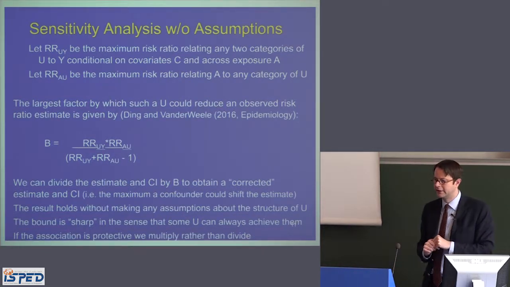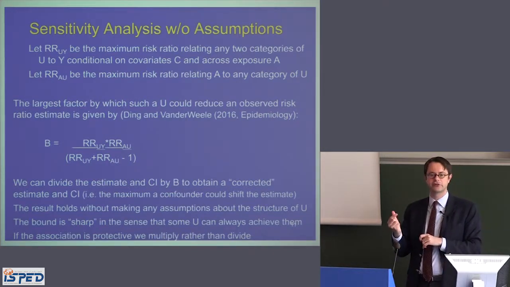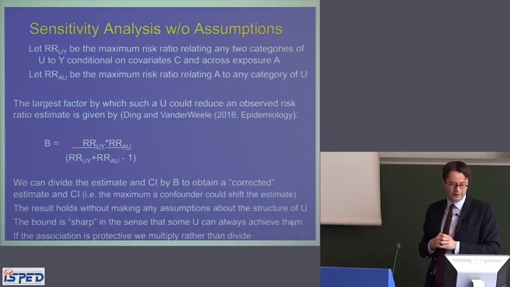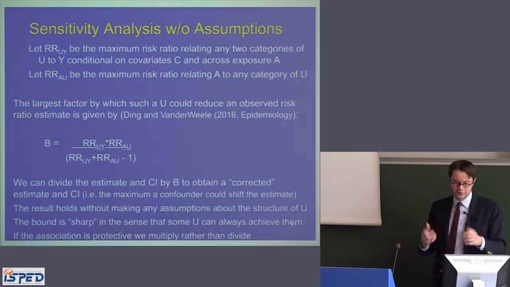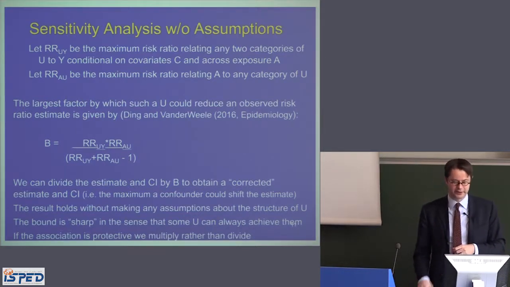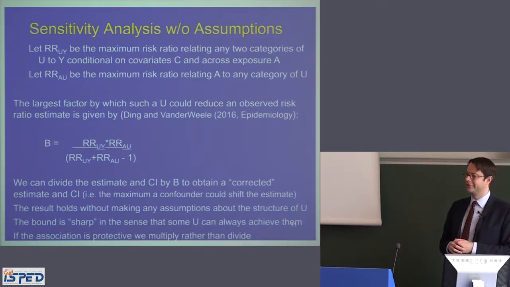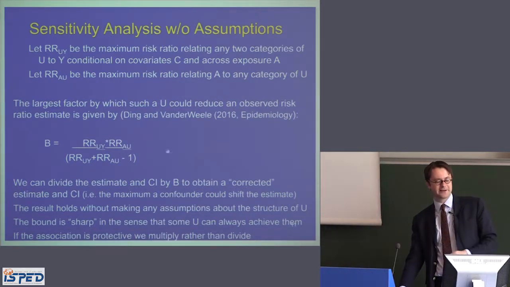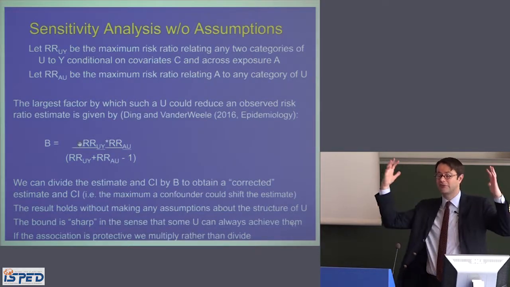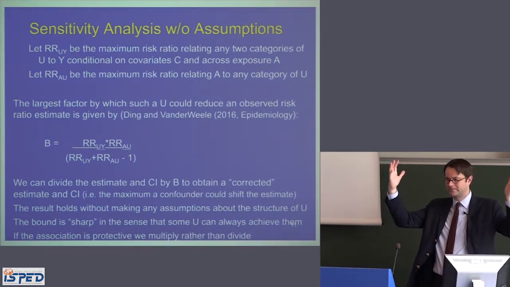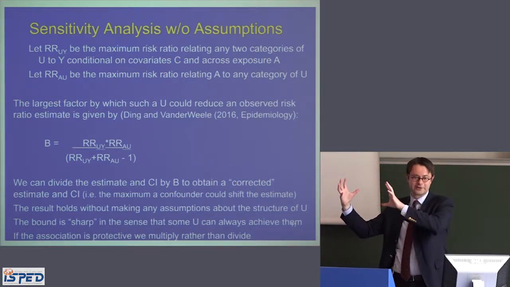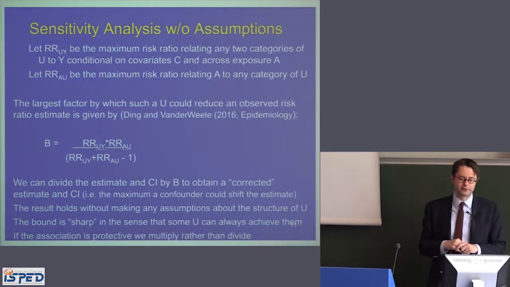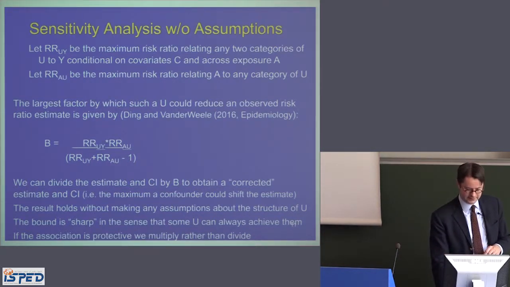The bound is sharp, insofar as one can always construct an unmeasured confounder that achieves the bound, but whether the actual unmeasured confounder does, one doesn't know. But again, this is the most bias that could possibly be generated. So it's pretty easy to use in practice. We get our estimate, we get a confidence interval, we specify these two parameters, calculate the bias factor, and then we just divide our estimate and its confidence interval by the bias factor to get the most that such an unmeasured confounder could shift our estimates.